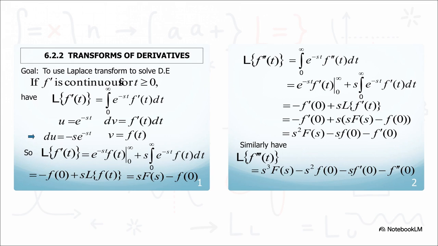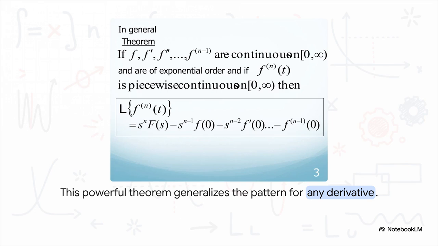It's so cool. And this predictable behavior leads us to this powerful general theorem. Now, I know this formula looks like a monster, but don't let it intimidate you. It's just a pattern we literally just discovered, but written down in a formal way that works for any derivative, the nth derivative. This is our power tool. It gives us a rule to turn any derivative, no matter how complex, into pure algebra.